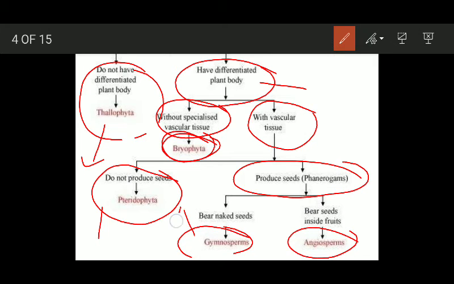Gymnosperms include those seed plants which do not produce fruits, and angiosperms include those seed bearing plants in which the seeds are enclosed within fruits.